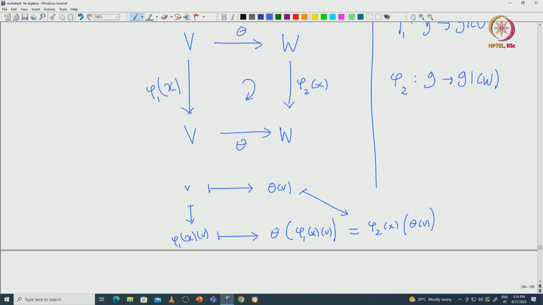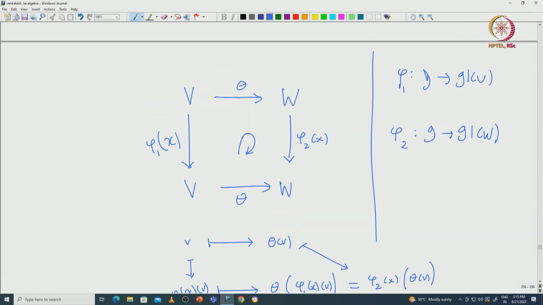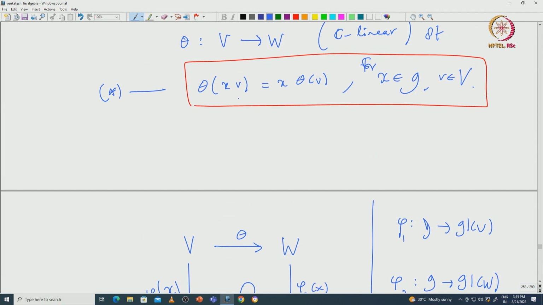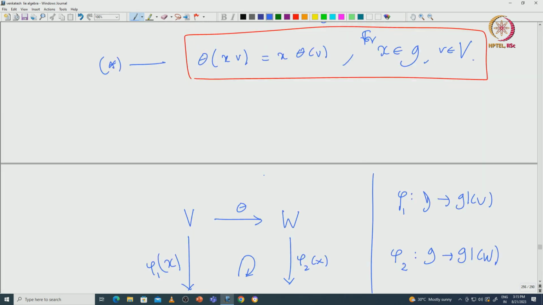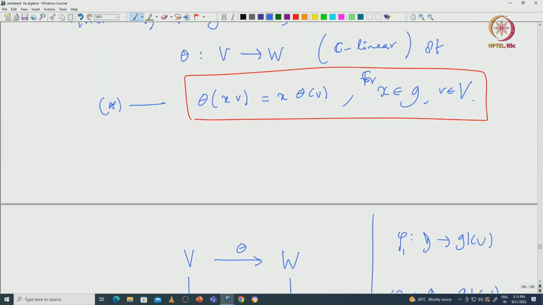So, these two should be equal. Okay. So, you start with V, come to phi 1 of V and then apply theta on that. That should be same as you apply theta first and then apply phi 2 of x. So, these two must be equal. That is the meaning of this diagram commutes. Okay. If theta satisfies this property for each and every x, this diagram commutes for each x in G, then you call this theta a G module homomorphism from V to W.